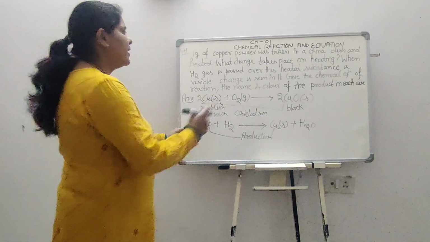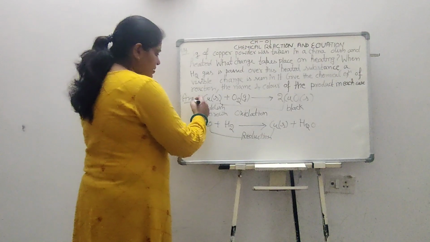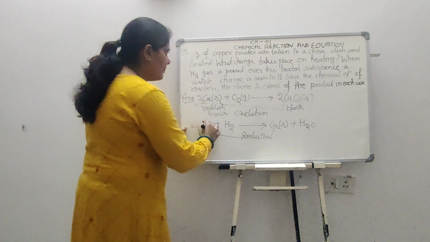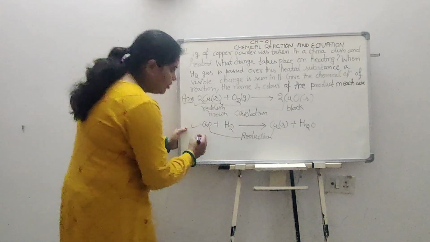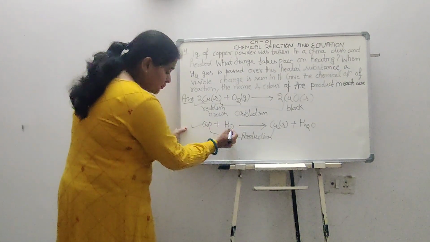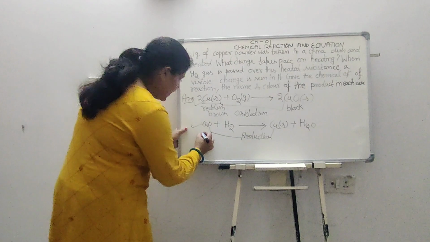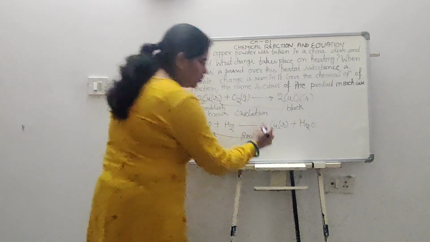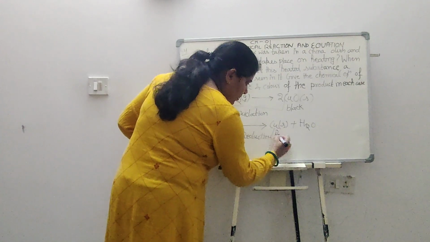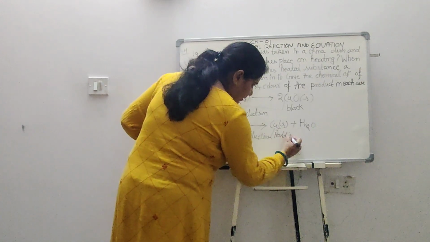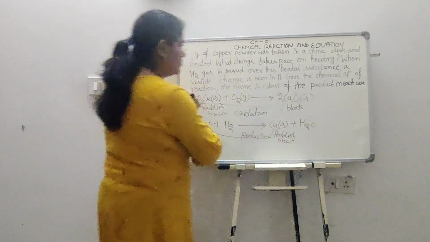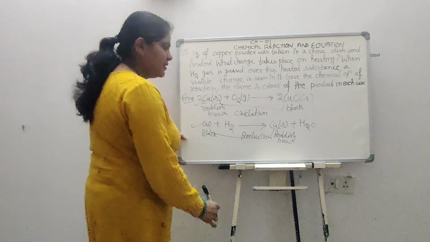Yes, so give the chemical equation of the reaction, meaning for the first reaction this is the chemical equation, and for the second this is the chemical equation. Now the color change: when you pass hydrogen gas over copper oxide, its black color turns again to reddish brown. That's it.